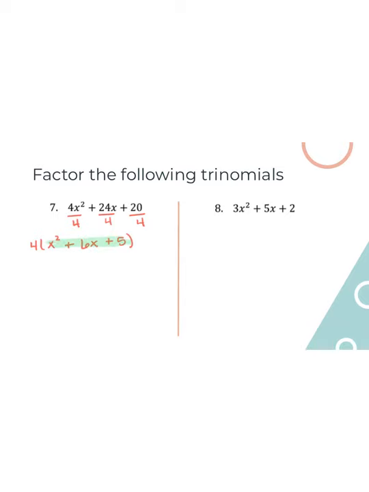So I'm going to take this and find my a, my b, and my c. So my a equals 1, my b equals 6, and my c equals 5. So 5 times 1 is 5, and then my 6 on the bottom. Well, my factors of 5 are only 1 and 5, so that has to be on either side, and those would add up to 6, so that works. So now I'm going to take this b value and replace it with those two.